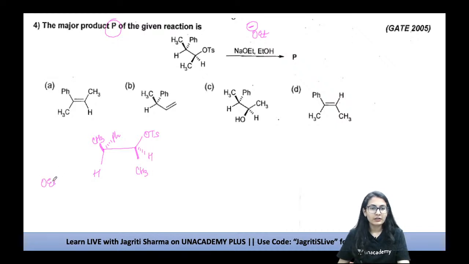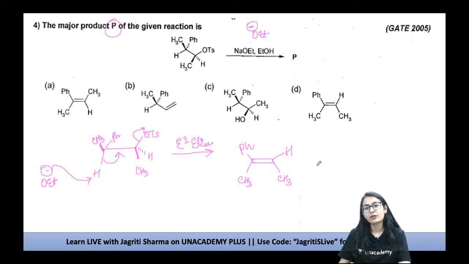Very good. So you already have the anti-periplanar geometry which is required for the E2 elimination reaction to happen. Okay, so yes, you are all correct, and the double bond which is formed is going to have these substituents. Both of the methyl, the phenyl and the hydrogen are basically both below the plane. That is why they are on the same side.